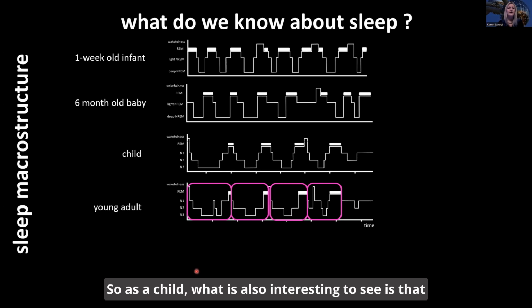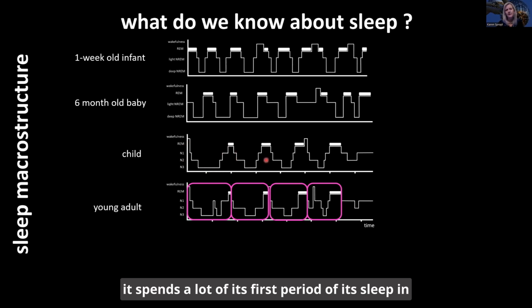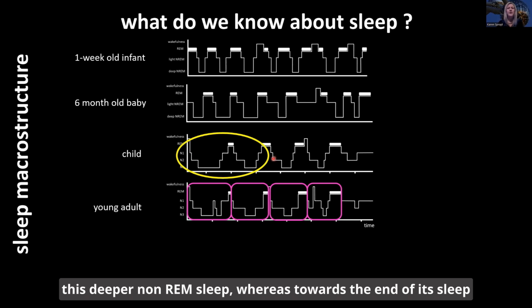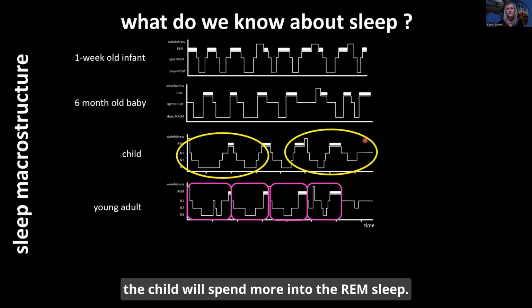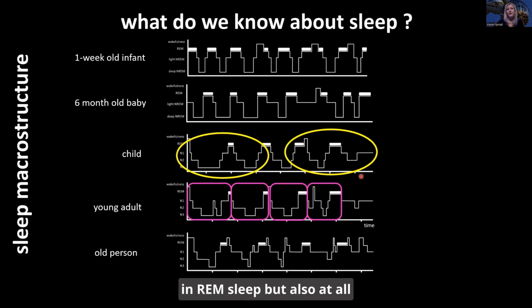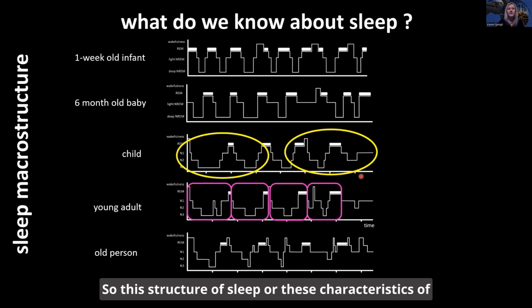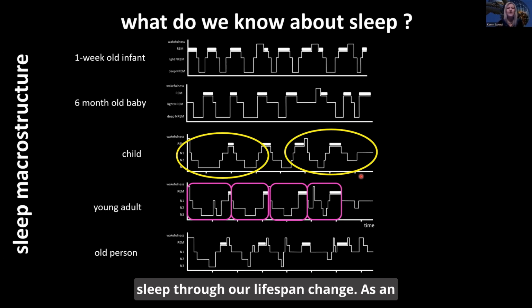As a child, what is also interesting is that it spends a lot of the first period of its sleep in this deeper non-REM sleep, whereas towards the end of its sleep, the child will spend more time in REM sleep. But also at old age, this sleep structure will still change. So the characteristics of sleep change through our lifespan.